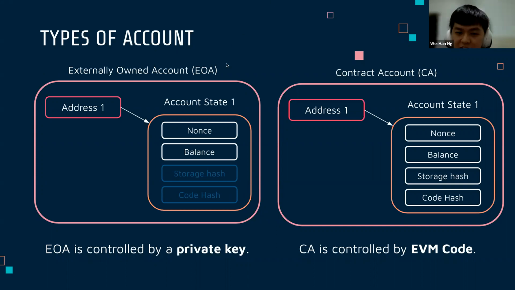So you can think of EOA as only having two main properties for account state: one is nonce and one is balance. So it's just a simple bank account, right? That literally just states what the balance of this account is. So this is EOA. And most importantly, EOA is controlled by a private key.